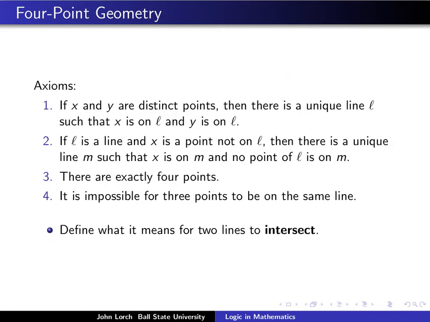So on the previous slide, we casually talked about the idea of intersection in this 4-point geometry. So now we're going to make a definition. We're going to define what it means for 2 lines to intersect. And here again, you might pause the video and try to write down a definition for intersection.